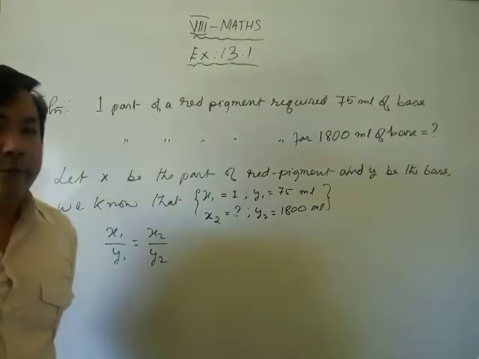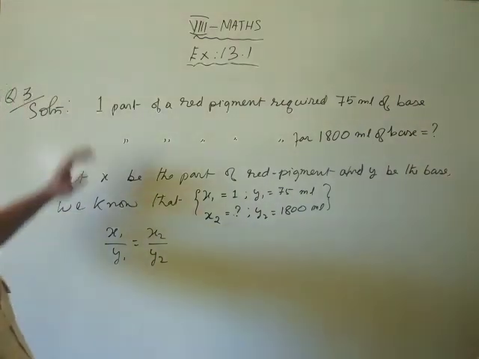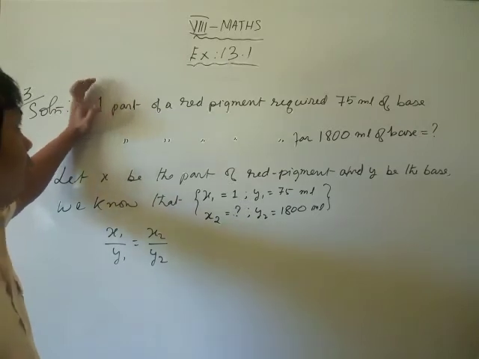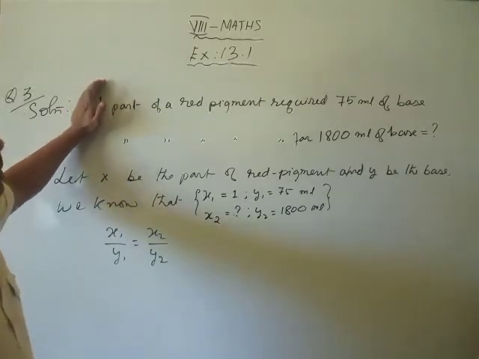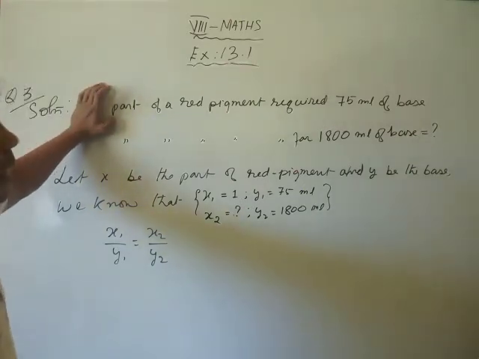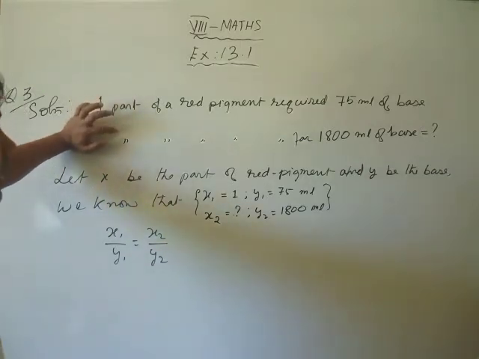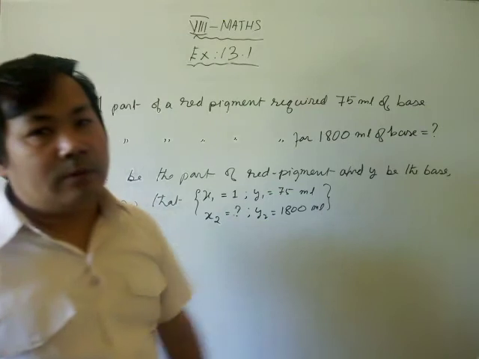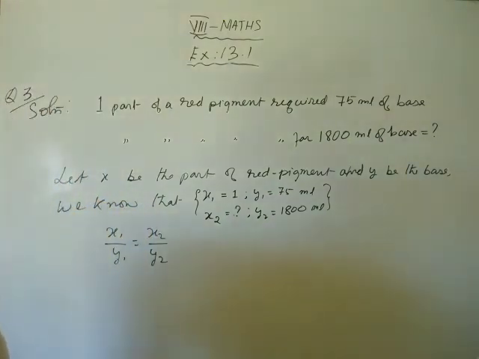Now, hello students, next we have question number 3. In question number 3, it said that, same as question number 2, one part of the red pigment requires 75 ml of base. Here this time, one part of the red pigment now requires 75 ml of base. So if the base is 1800 ml, then what will be the part of the red pigment?